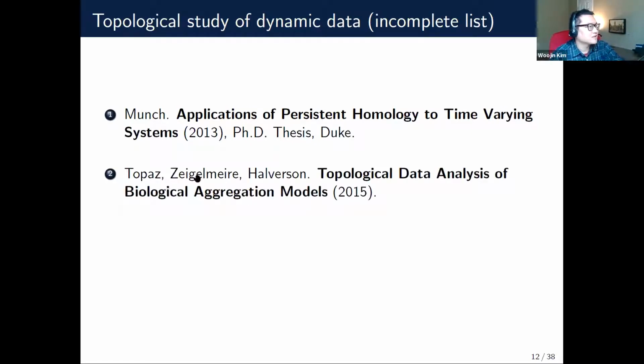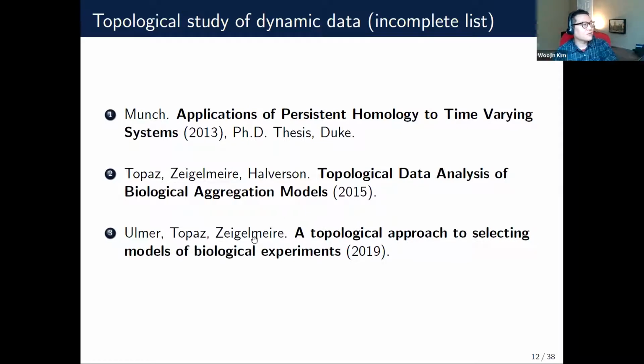And also Topaz, Ziegelmeier and Halverson used time series of persistent homology to capture some features of swarming behaviors which haven't been captured by some classical analytic methods. In a sequel work by Topaz, Ziegelmeier and Ulmer, they used time series of persistent homology again to test the validity of a mathematical model for collective behaviors.